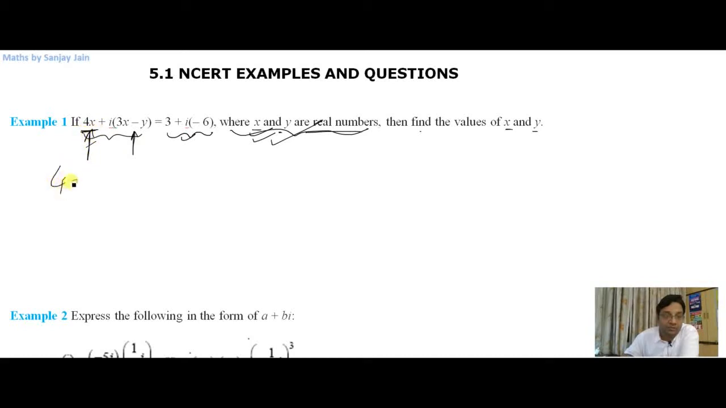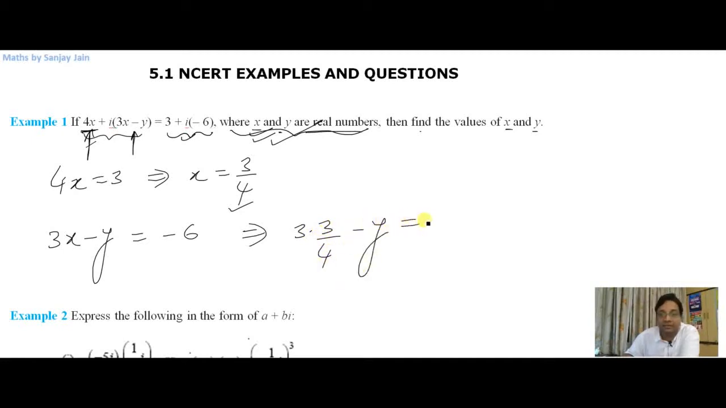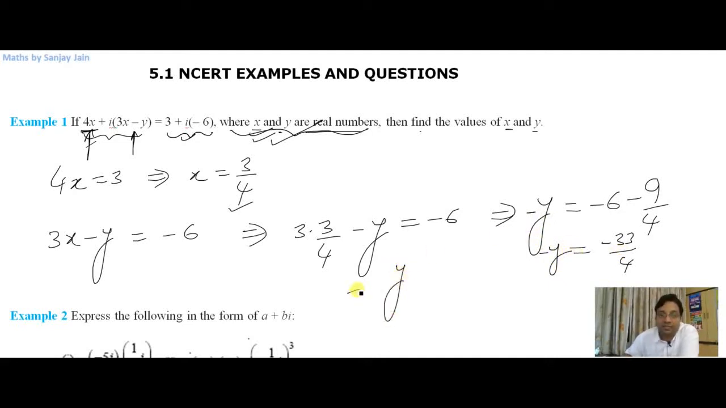So I can say 4x is equal to 3. That gives me x equal to 3 by 4. What about imaginary parts? 3x minus y from the left hand side is equal to minus 6 on the right. So I'll replace x with 3 by 4. So 3 into 3 by 4 minus y is equal to minus 6. Hence y is equal to minus 6 minus 9 by 4. So this is minus 24 minus 9, that is minus 33 by 4. And this is minus y, right? So minus y is equal to minus 33 by 4. Hence I can say y is equal to 33 by 4. Now this is the value of y and this is the value of x.